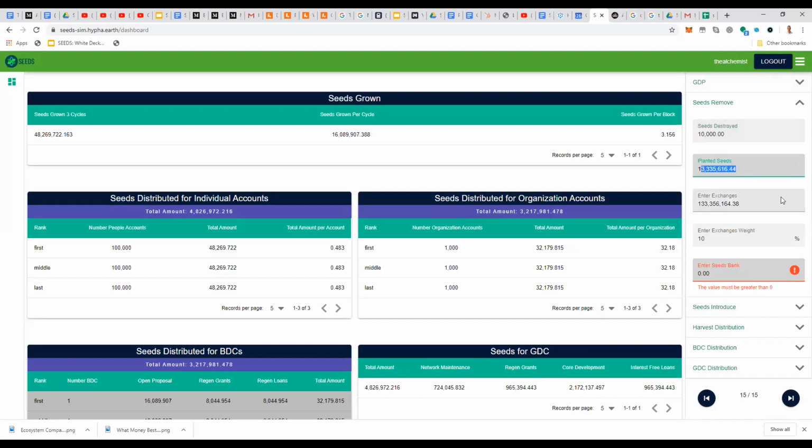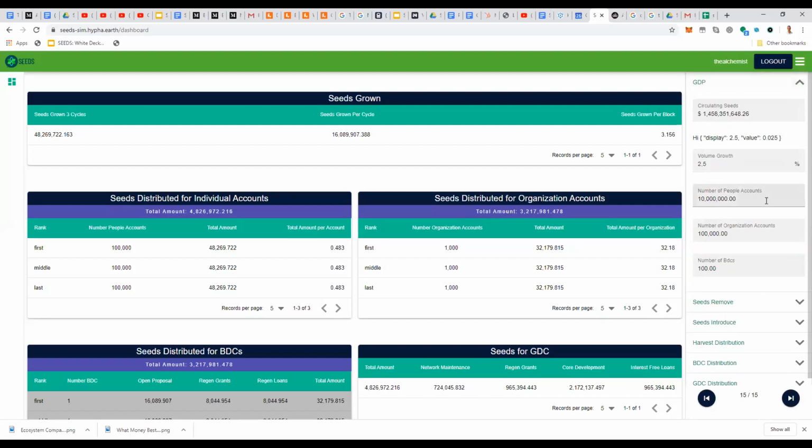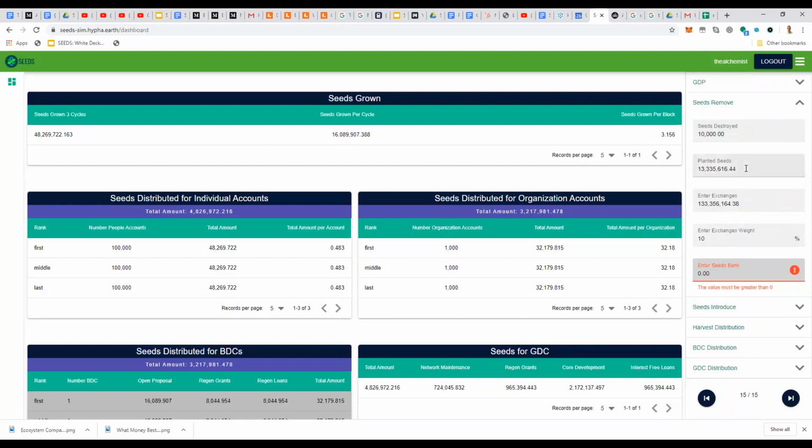Every new account that comes on has a fixed number of seeds that they have to plant as long as they're a member, right? So that's why up here in the GDP, we have number of accounts and number of people, but also how much it's growing. If it's growing at 1%, then we have an additional 100,000 accounts coming on each cycle. So then the seeds removed is going to have to be increasing by at least 500,000 at a minimum, because they can't create a new account without planting 5 seeds, right?